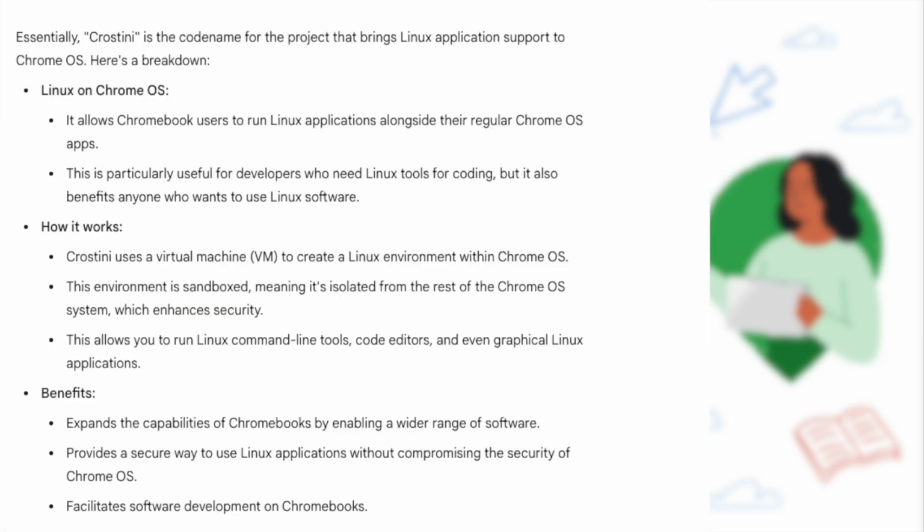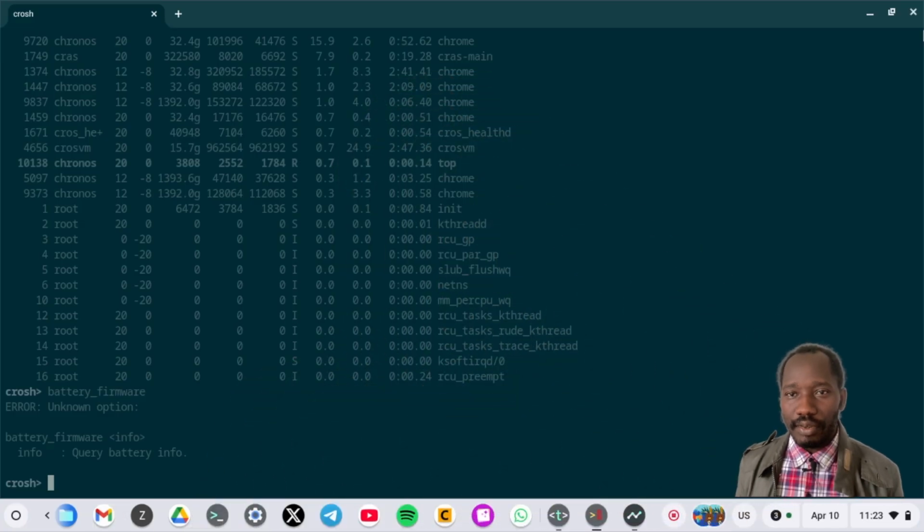Essentially Crostini is the codename for a project that brings Linux application support to ChromeOS. It allows Chromebook users to run Linux applications alongside their regular ChromeOS applications. So you can run things like VLC. I actually demoed how you can run Windows applications on your Chromebook using Wine through the Linux development environment.